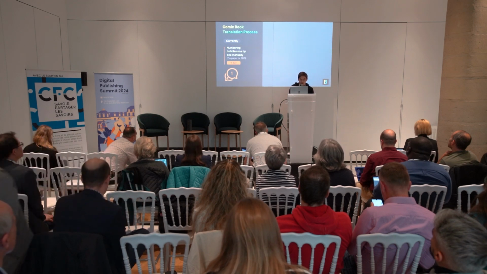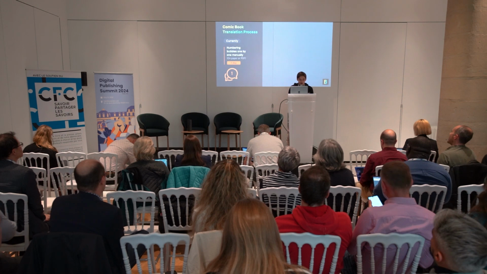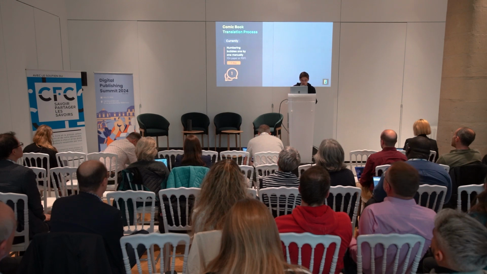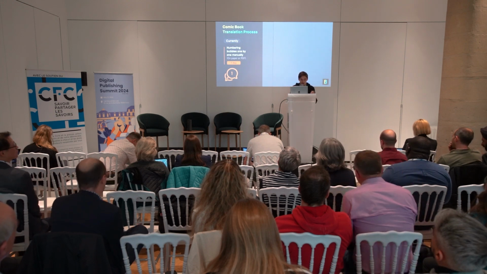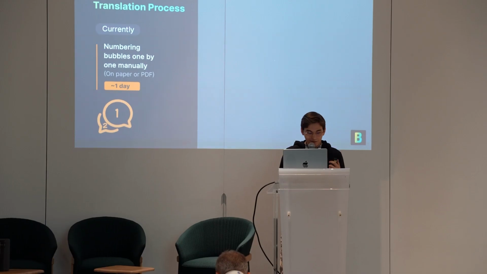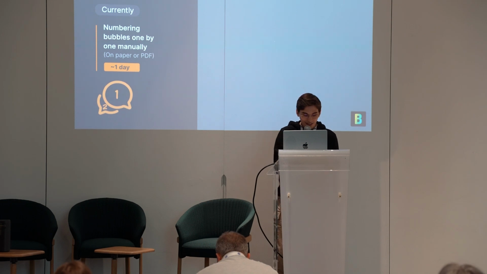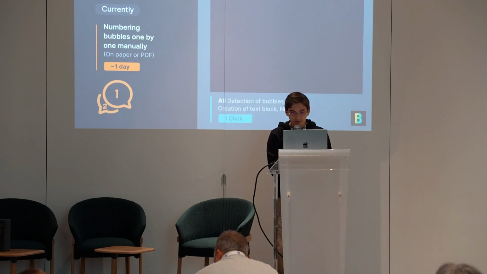Currently, the publisher has to send the translator a paper version of the comic or a PDF, and the translator will manually number the bubbles one by one, and this process generally takes a day in total. But on Bulle, all it takes is one click. Thanks to our AI, we automatically detect bubbles, text, and onomatopoeia with automatic numbering. Let me show you an example on Bulle.